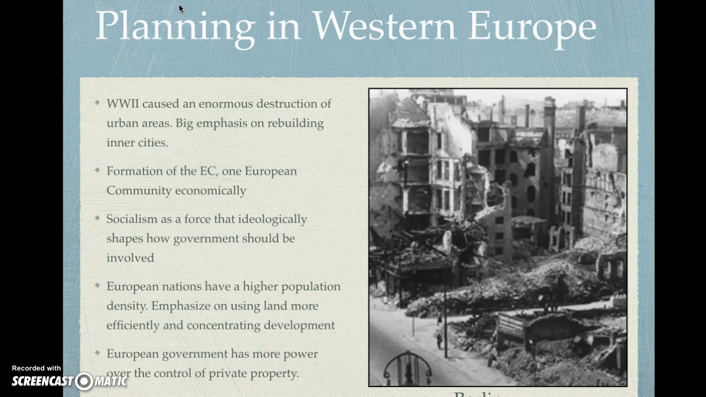And then really just different kinds of government. The European government has more power over the control of private property. When we talked in some of our earlier lessons in this class about the American Revolution, town planning in the US changed because the government didn't really have a lot of control over private property. In the US, our Constitution has a lot of safeguards for private property, for individualism, individual freedom. Those rights are really strong in America, whereas over in Europe, the government really has more power and control over private property than what you see here in the US.